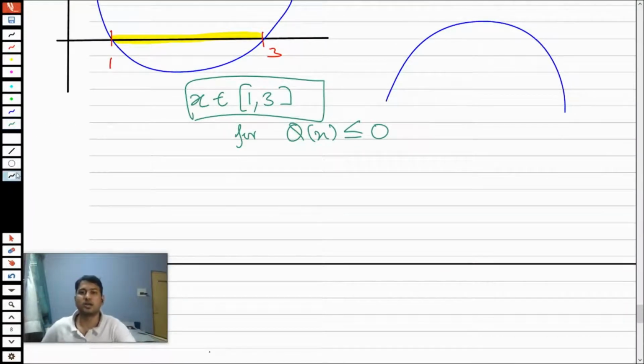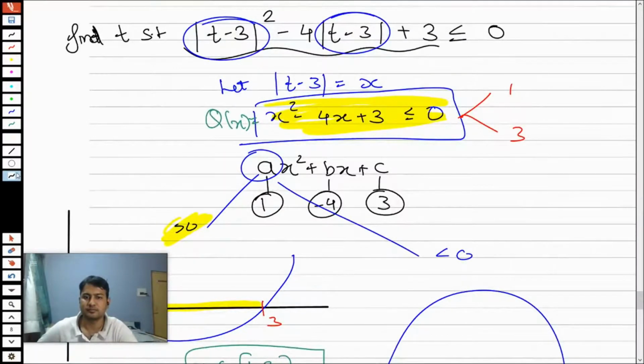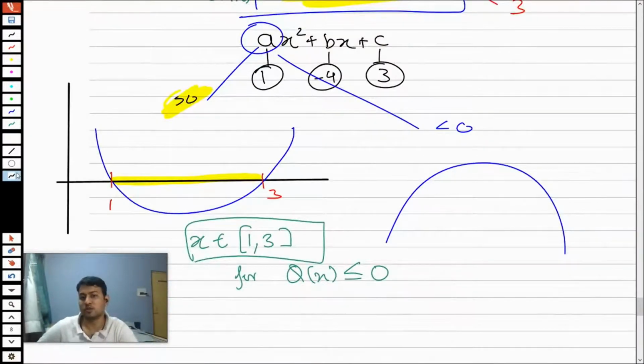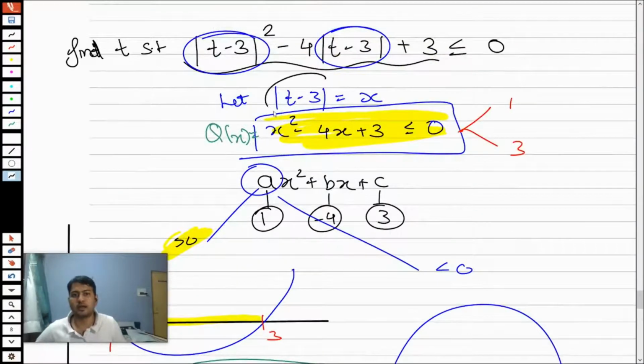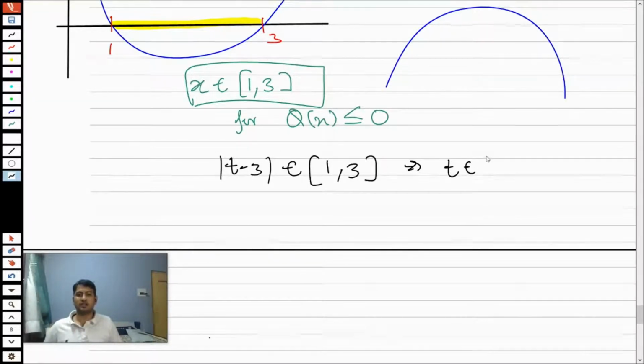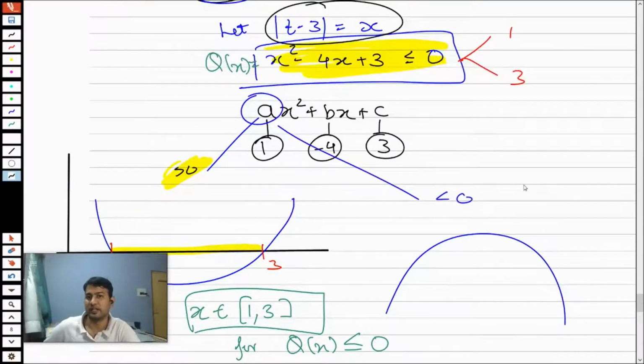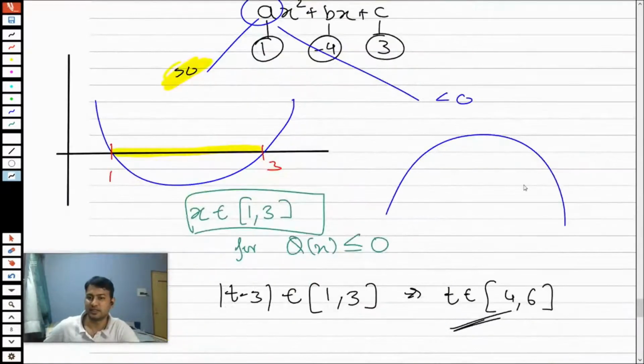Now, what I got is that x should be between 1 and 3. Coming back, t minus 3 is equal to x. So I know that mod of t minus 3 should belong to [1, 3]. This means that t should belong to, just add 3 everywhere, 4 to 6. So this is your final answer on the values of t: t should belong to 4 to 6.